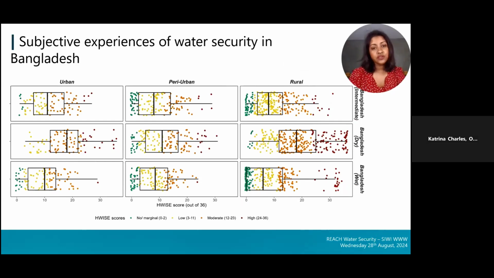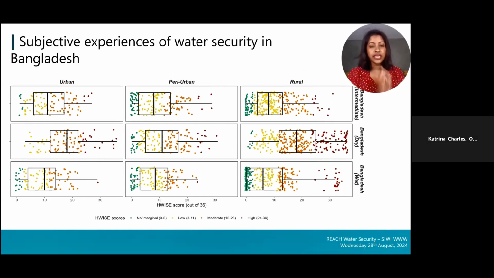To measure household subjective experiences of water security, we used the 12-item HWISE scale, in which the questions focused on the 4 weeks prior to the survey. As we can see from this jitter plot, where a higher score indicates greater water insecurity, these seasonal changes are more pronounced in rural areas where people use seasonally available rainwater or surface water sources.